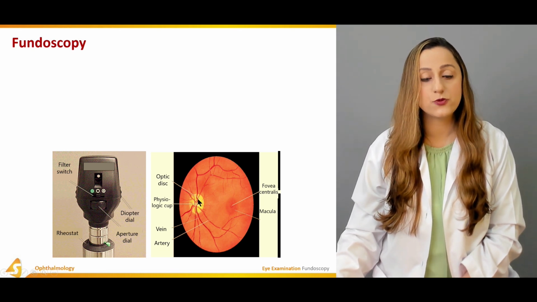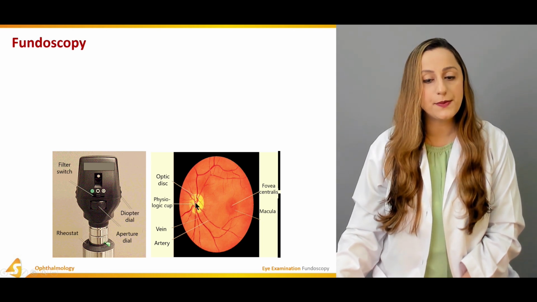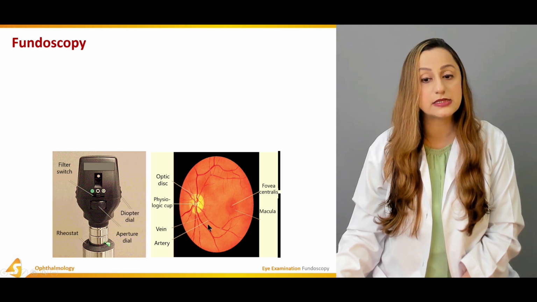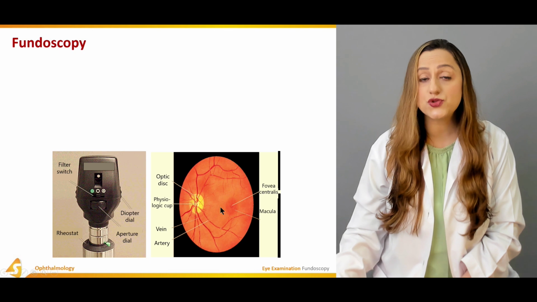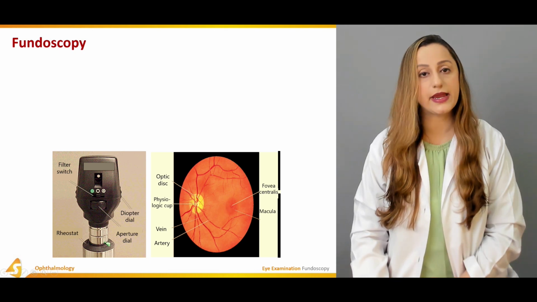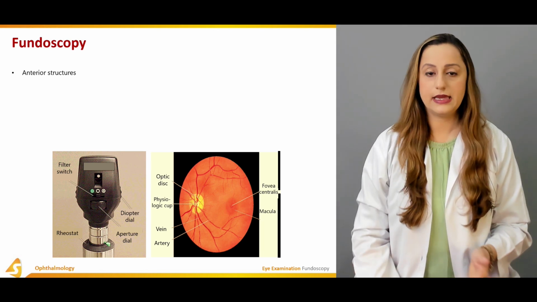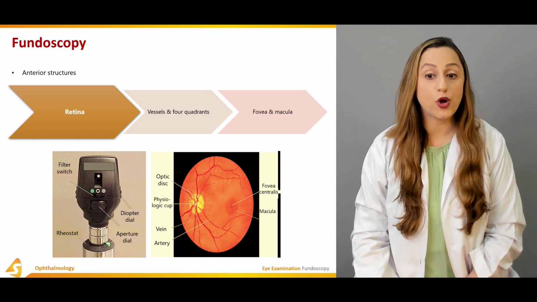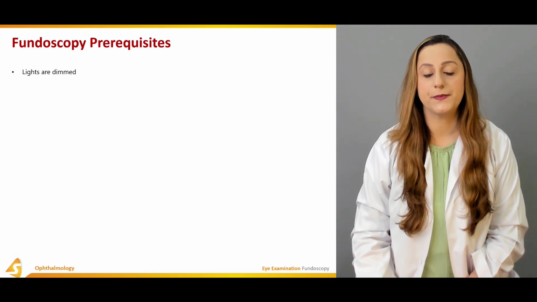That is the optic disc, which has this pale yellow color. That is a normal feature. This is the physiologic cup that is present in the midline. Then we have the veins and the arteries that are present in the retina, the fovea centralis, and then we have the macula that is surrounding this fovea. These are the structures that we have to examine while we are carrying out this fundoscopy. The anterior structures that we see while carrying out this fundoscopy are the retina, the vessels and the four quadrants. Then we have the fovea and the macula that is also present there.